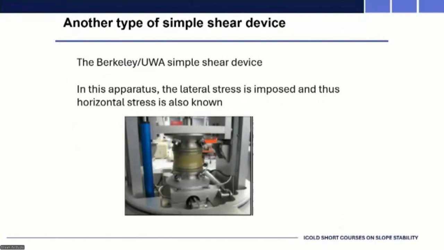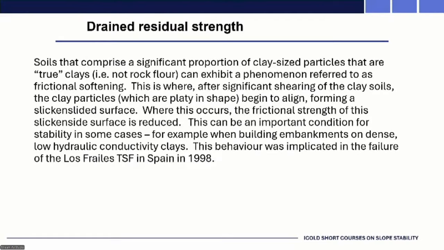Another device is interchangeably called the Berkeley and the UWA simple shear device. In this case, you can envelop the sample in a membrane, so you can actually impose horizontal stresses, in which case you can determine the principal stresses and potentially even back saturate the sample. But early days for that at this stage. So that's DSS for peak undrained strength.